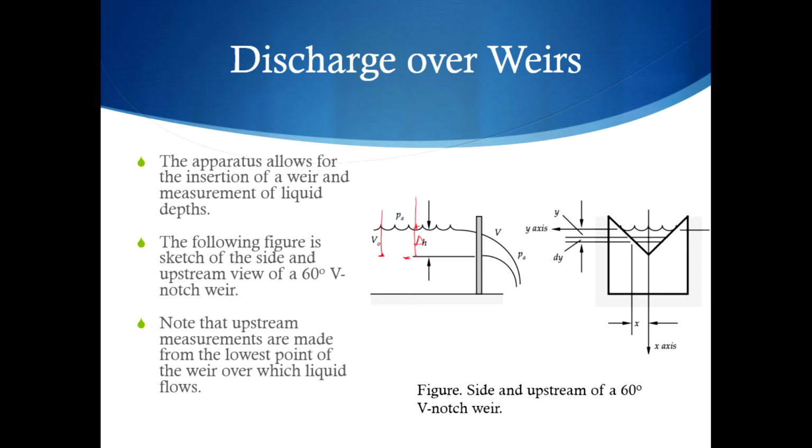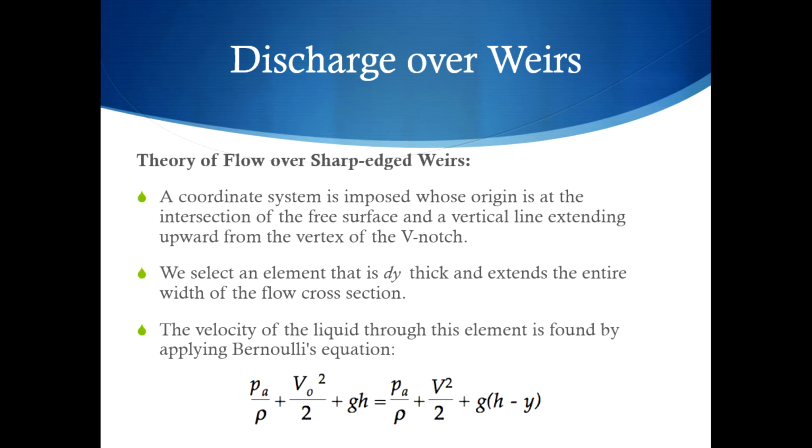Note that upstream measurements are made from the lowest point of the weir over which the liquid flows. Like I said, our goal is to calculate this delta H. A little bit of the theory of flow over sharp-edged weirs. A coordinate system is imposed whose origin is at the intersection of the free surface and a vertical line extending upward from the vertex of the V-notch.